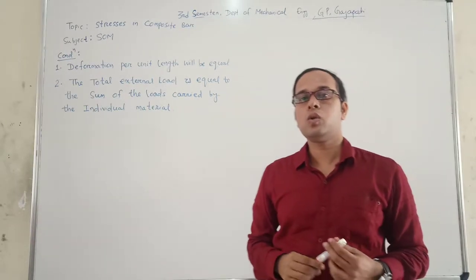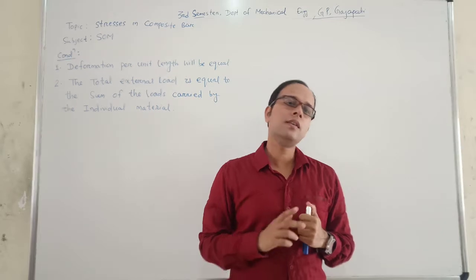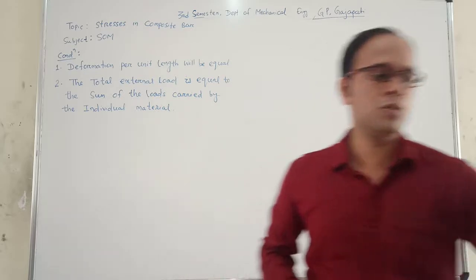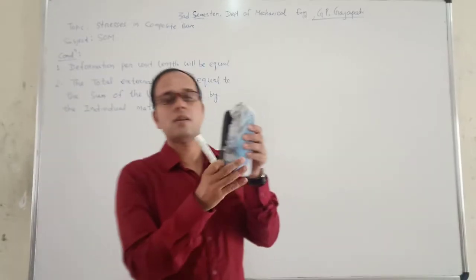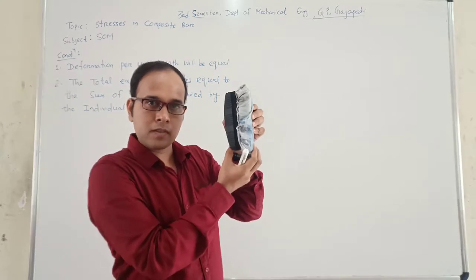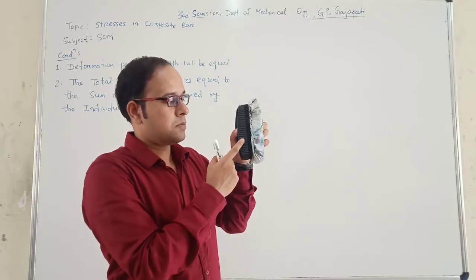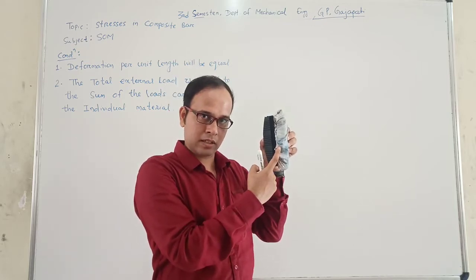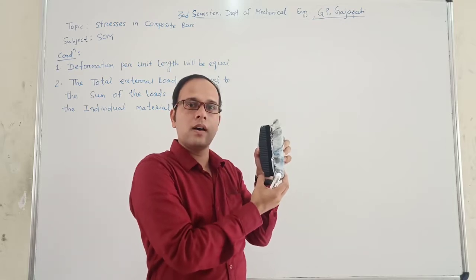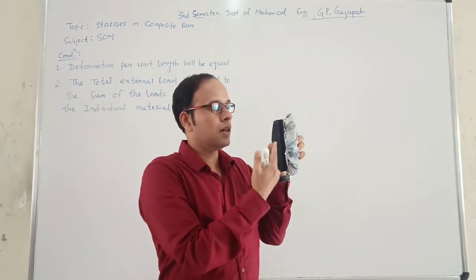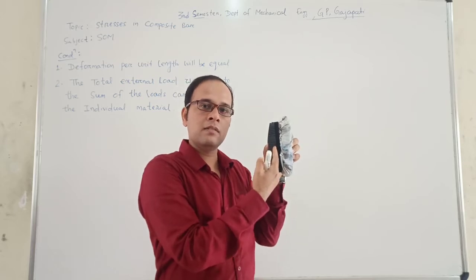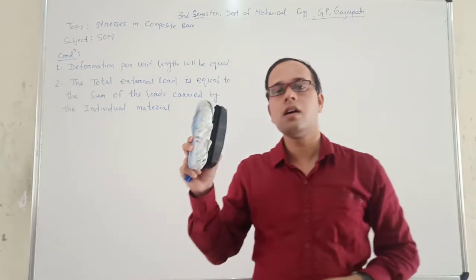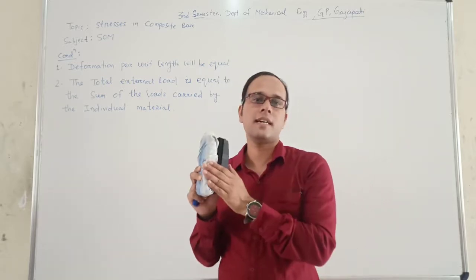Second point, the total load applied on the body will be equal to the sum of the load shared by the individual materials. I am having two materials, let it be a composite material. Now I am applying load 10 kilonewton. Suppose this material carries 7 kilonewton and this material carries 3 kilonewton. So this total external load will be equal to the sum of the load shared by individual materials, 7 kilonewton plus 3 kilonewton. This condition should be satisfied. Then we call it a composite material.